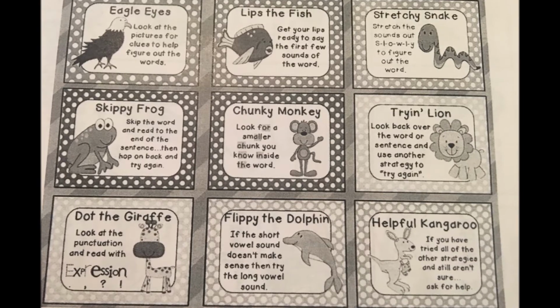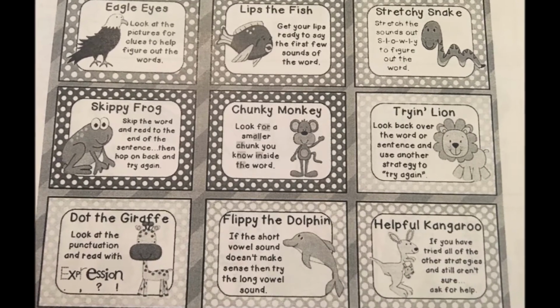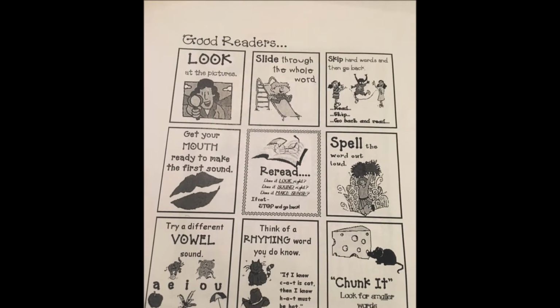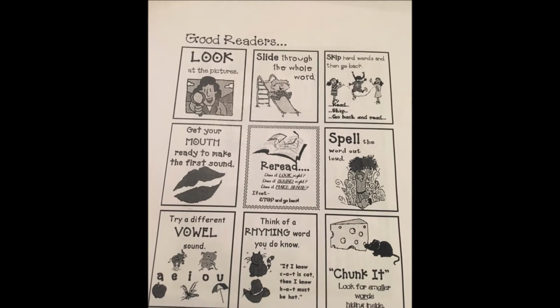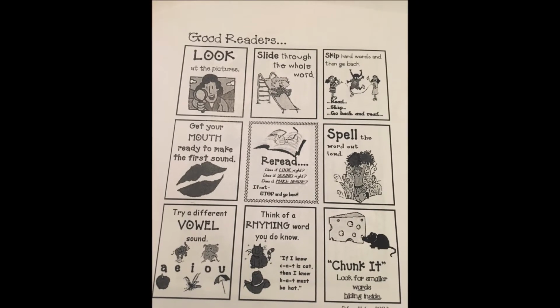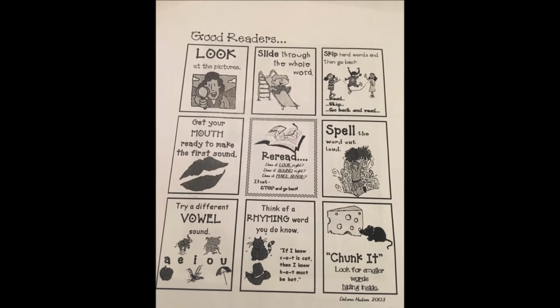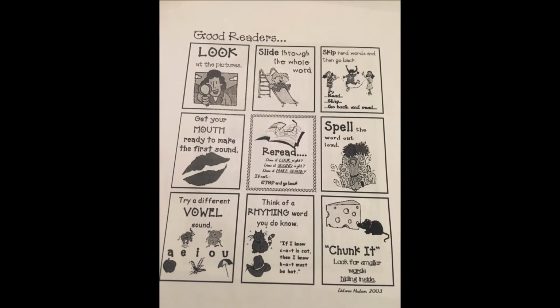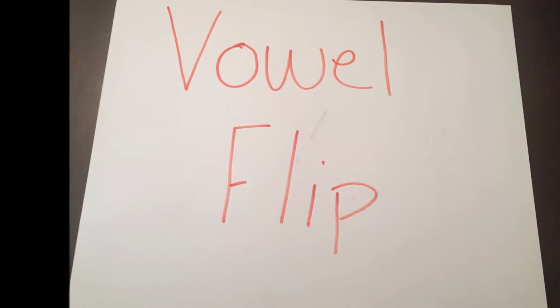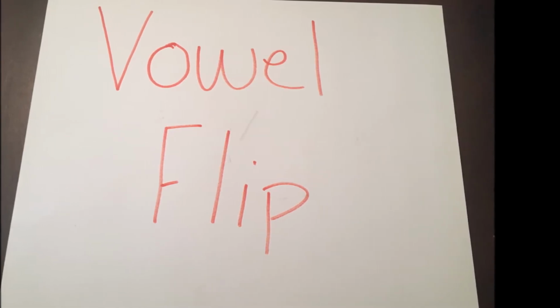Two of these strategies are chunk it, also called chunky monkey, and flipping vowel sounds. When students are able to read words quickly and accurately, they will be able to focus more of their attention on understanding what they have read. Let's get started with flipping vowel sounds.